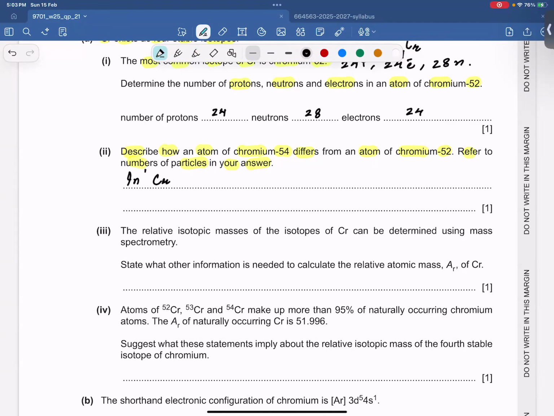In chromium 54, it has the same number of protons and electrons, but a different number of neutrons.